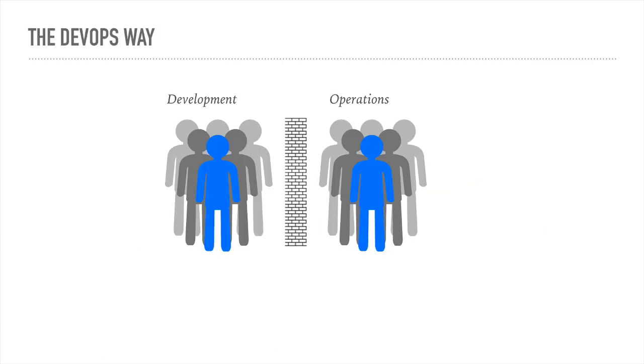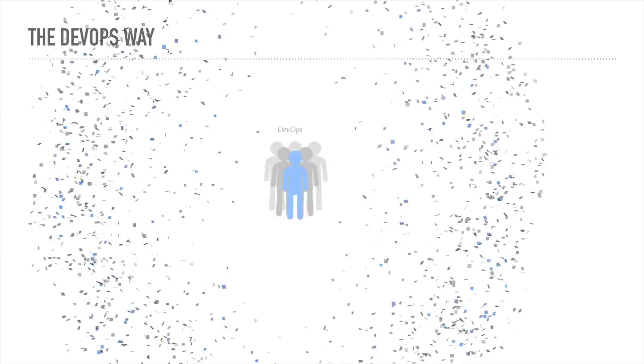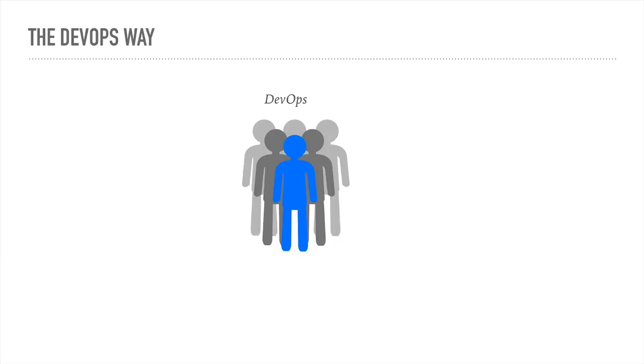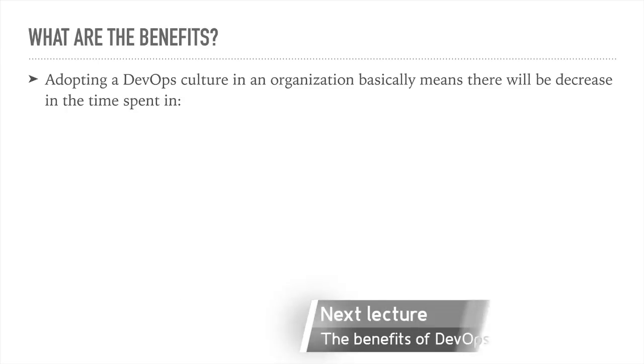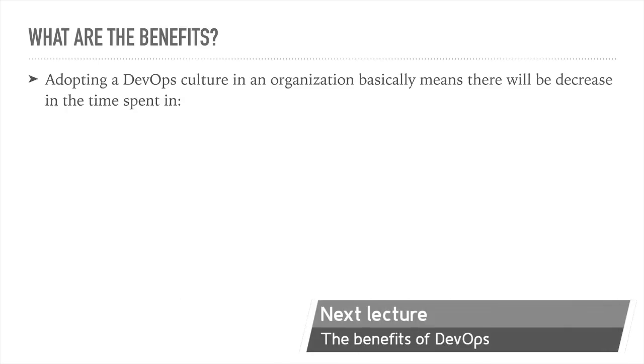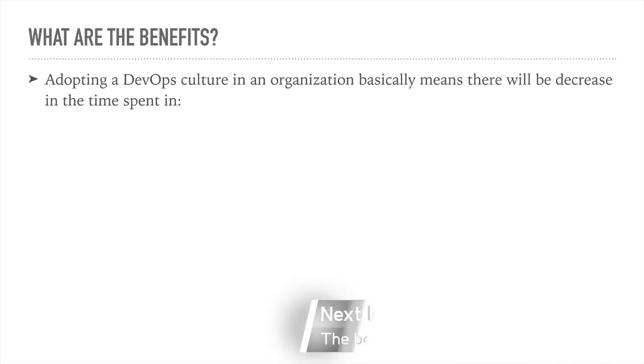But in the DevOps way, both teams are working together in collaboration. Some of the tasks that were only performed by the operations team are now done also by the development team. So, what are the benefits of DevOps? What are the benefits of adopting such a paradigm? That will be the starting topic of next lecture, so see you next.